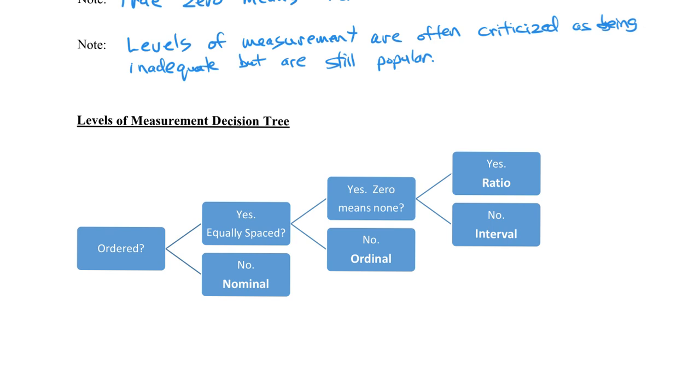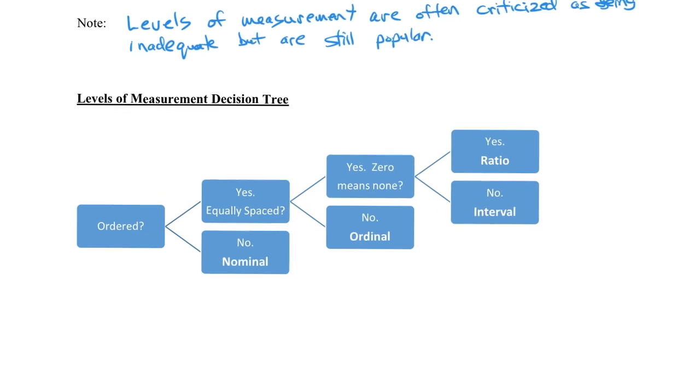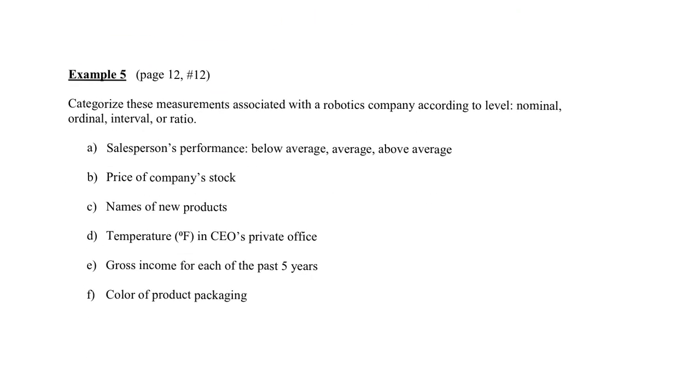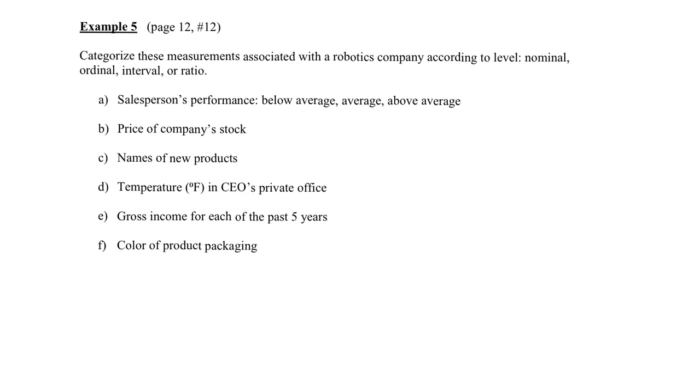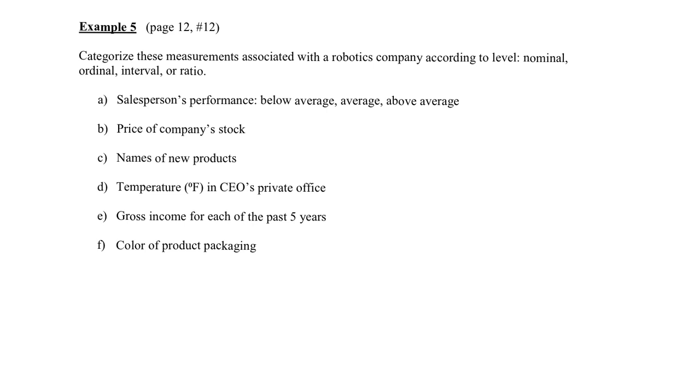I'm sure everyone is ready to try another problem, and we've got one here for you. We have got example 5. This is on page 12, and it is number 12. So what you should do is take a couple minutes here, try these out for yourself, and then check back and see how you did. All right, so hopefully you tried these out. It says, categorize these measurements associated with a robotics company according to level: nominal, ordinal, interval, or ratio.